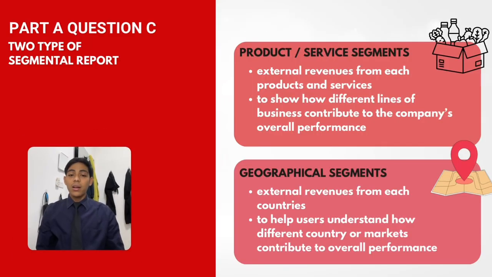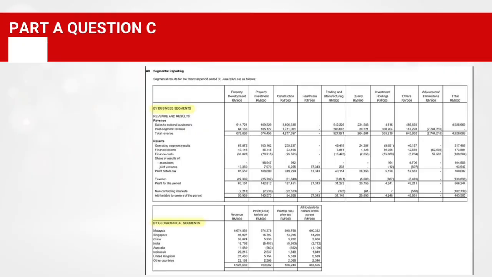So now, let's talk about types of segmental reports. There are two types of segment reports. Firstly, product or service segments, and secondly, geographical segments. For product or service segments, external revenues from each product and service are disclosed to show how different lines of business contribute to the company's overall performance. Next, geographical segments. External revenues from each country are disclosed to help users understand how different countries or markets contribute to overall performance.